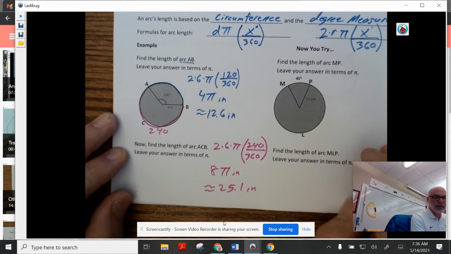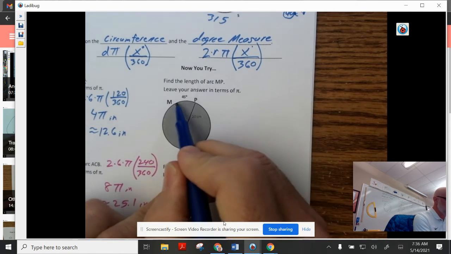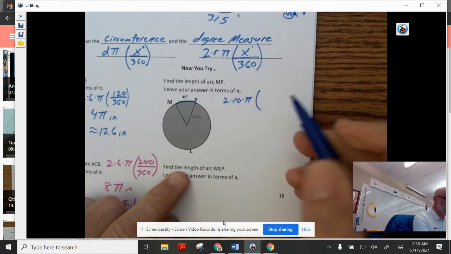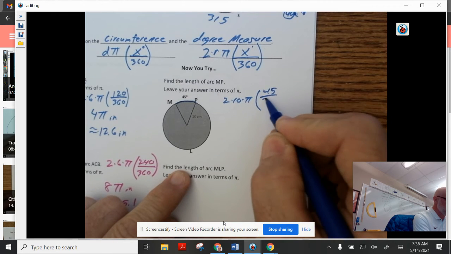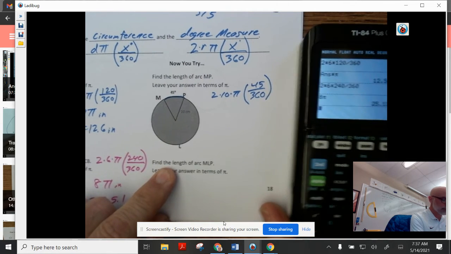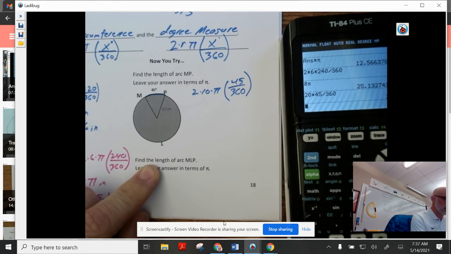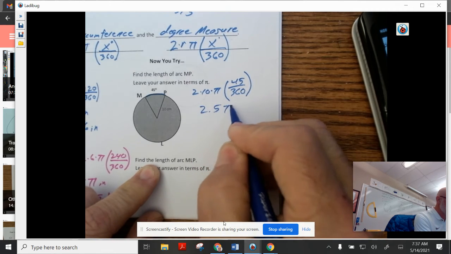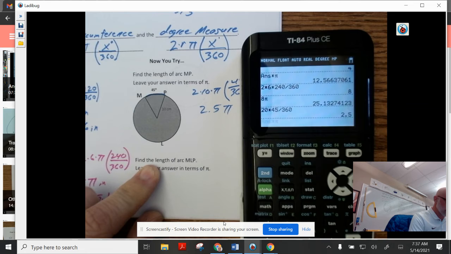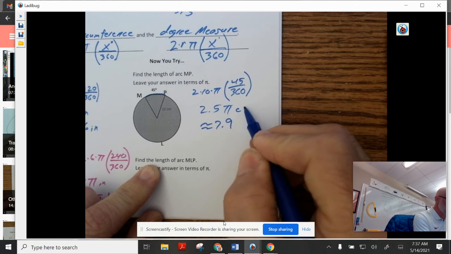All right, so you're multiplying by a percentage. Let's do another one over here. Arc MP. So 2 times 10 times pi, and that would be 45 out of 360. Right? I would type that in. That's going to be 20 times 45 divided by 360, which would be 2.5 pi, which would be 7.9. These are in centimeters.